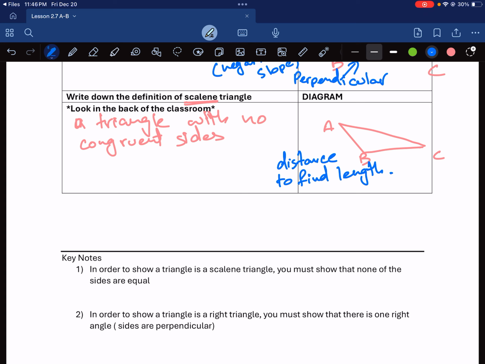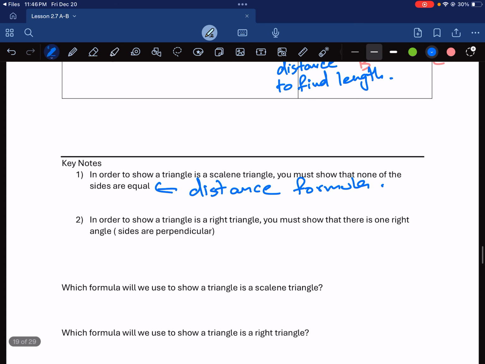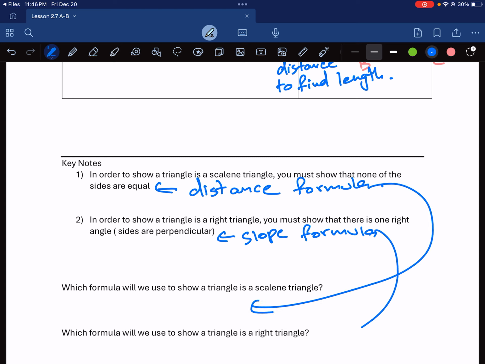In order to show that a triangle is a scalene triangle, you must show that none of the sides are equal, and that requires the distance formula. And in order to show that a triangle is a right triangle, you must show that there is one right angle, sides are perpendicular, and that requires the slope formula. You can write it down here as well: scalene, distance formula, and then slope formula.